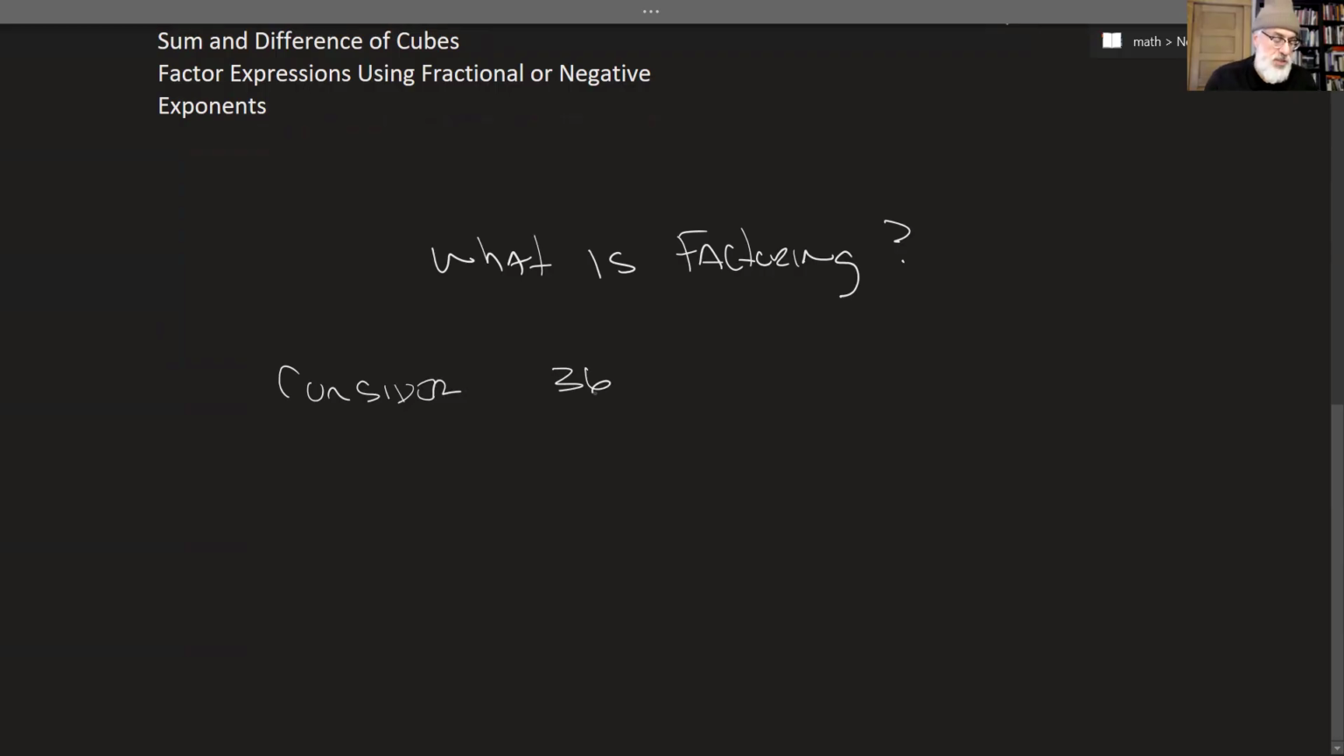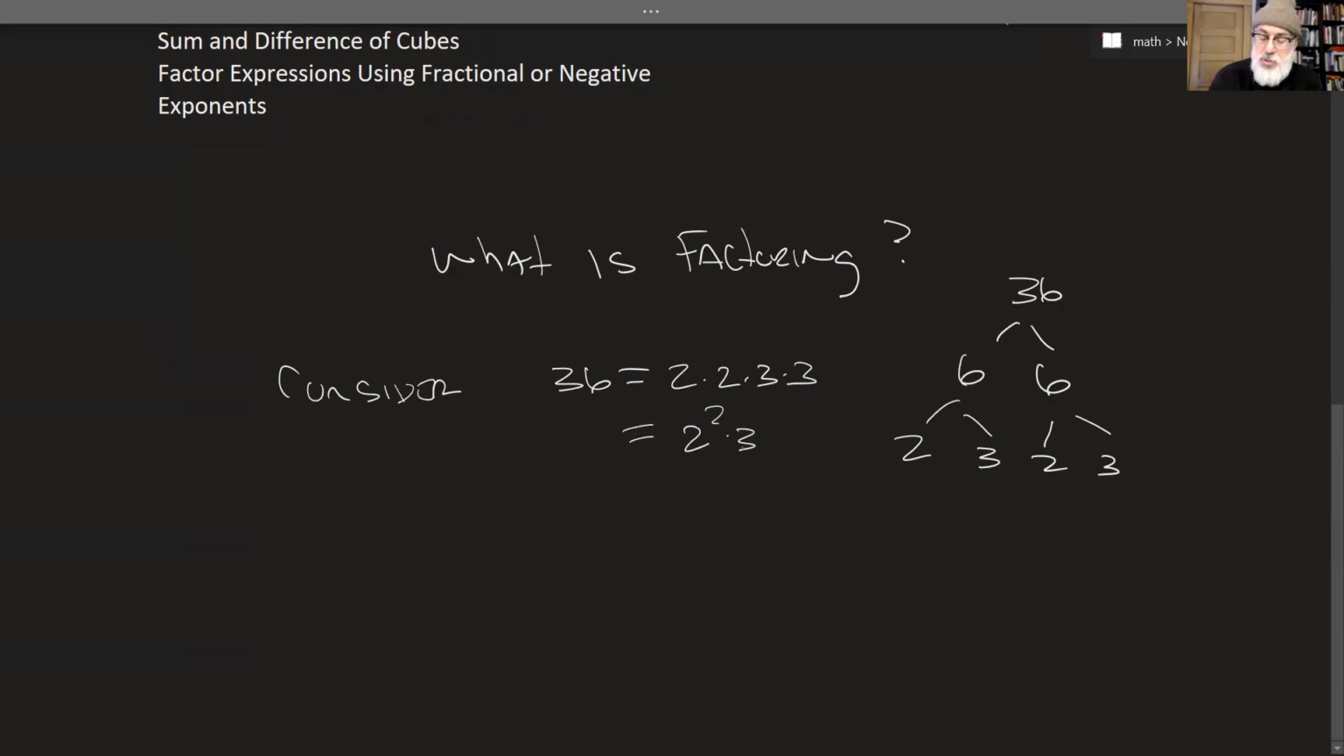We can break 36 up into its prime factorization. So one way to do that is to make a tree. 36 is 6 times 6. 6 is 2 times 3. 2 times 3. So we can write 36 as 2 times 2 times 3 times 3. Of course, we can also write it as 2 squared times 3 squared. So this is the prime factorization of 36. It's the factors that make up 36.